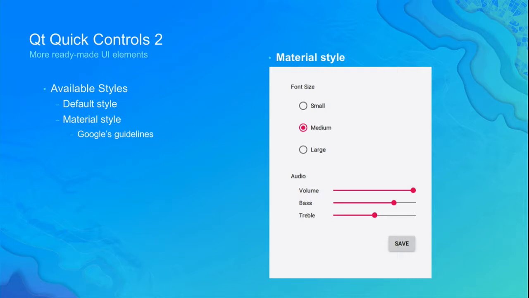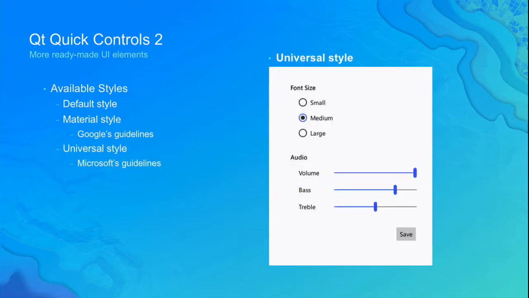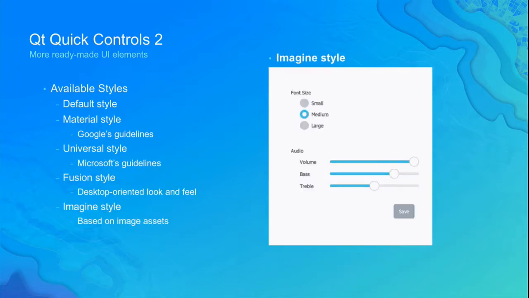That means your app will look exactly the same on all platforms. So you may not get the native look and feel of that platform, but your app will look exactly the same on all the different platforms. Universal style, you can specify, which is from Microsoft guidelines. And a couple new ones, Fusion styles, sort of this desktop look and feel. And the Imagine style, which I don't have a lot of experience with, but it uses image assets, so you can define these images and bring them in, and that's how you style your UI. Some more information about that is at the link I provided, Qt Quick Controls 2, on the doc.qt.io website.